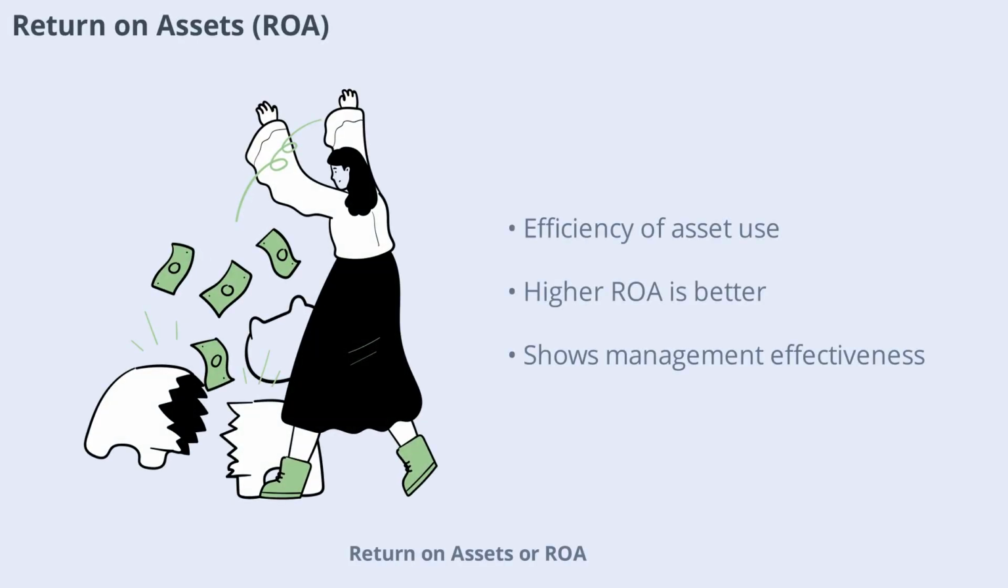Return on assets, or ROA, measures how efficiently a company uses its assets to generate profit. It's calculated by dividing net income by total assets. A higher ROA means the company is making good use of its resources. This ratio helps investors see if management is effectively turning investments into earnings.